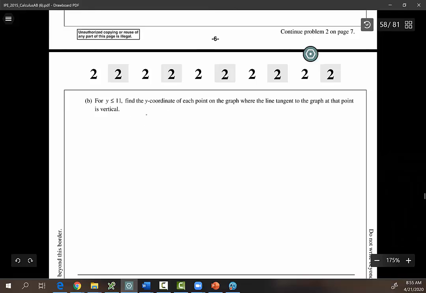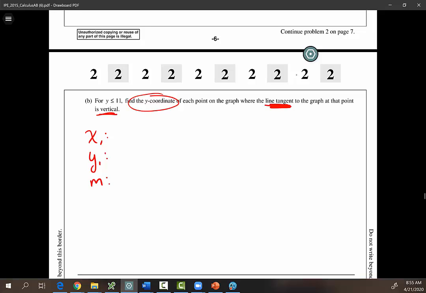For B, if you guys went on to B, it says find the y-coordinate on the graph where the line tangent to the graph is vertical. So it's asking the line tangent to the graph being vertical. And again, they only want the y-coordinate, and we'll see why that is. Again, no pun intended on that. But I still like to write x1, y1, and m.